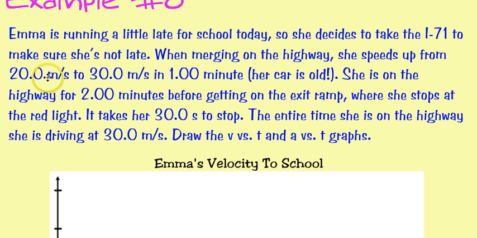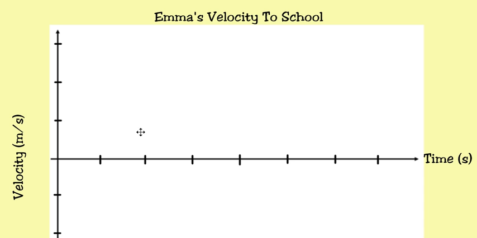And then I see that the speeds that I'm given are that she speeds up from 20 meters per second to 30 meters per second. And then she's driving along at 30 meters per second, and then she goes to a stop. So the highest my graph needs to go is 30 meters per second. I'm going to go ahead and put a scale on my graph now.